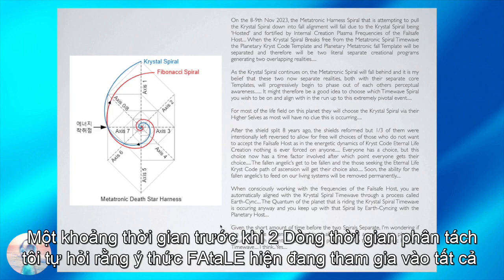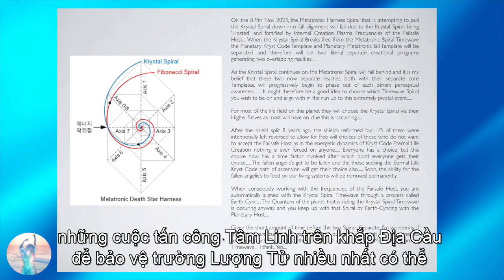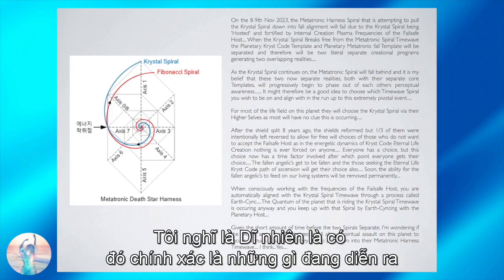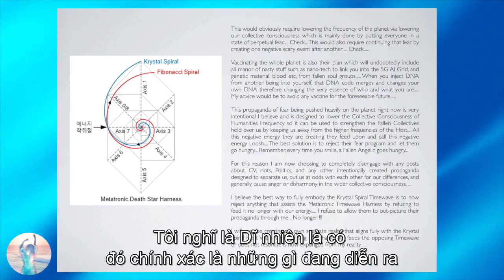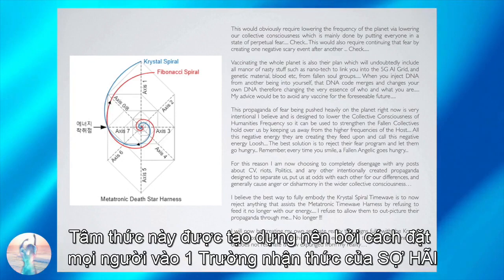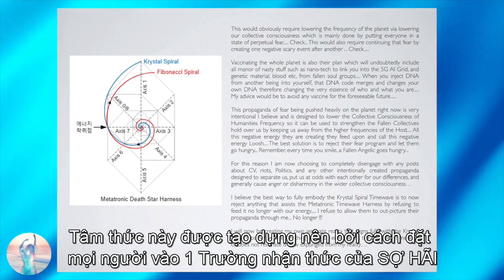Given the short amount of time before the two spirals separate, I'm wondering if the Fallen are currently engaged in an all-out spiritual assault on this planet to secure as much quantum as they can to pull down into their Metatronic harness time wave. I think, yes, that's exactly what's going on. This would obviously require lowering the frequency of the planet via lowering our collective consciousness, which is mainly done by putting everyone in a state of perpetual fear.